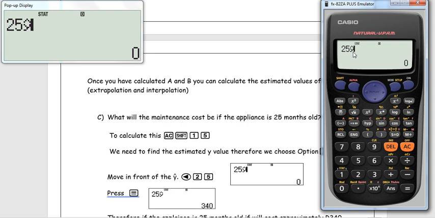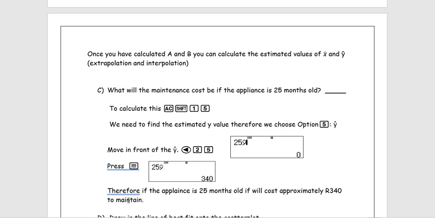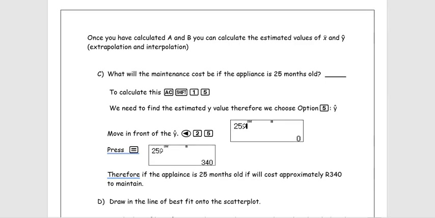And all we are going to do from here is press equals. And what this is telling us, if my appliance is 25 months old, my maintenance cost is going to be 340 Rand. So therefore, if my appliance is 25 months old, it will cost me approximately 340 Rand to maintain. Let's move on.